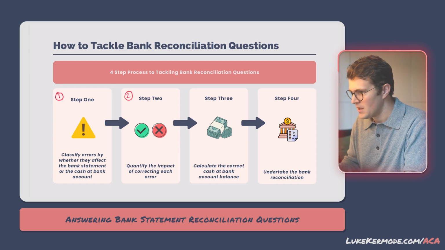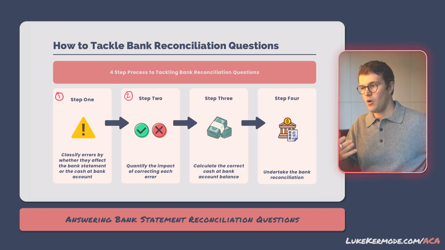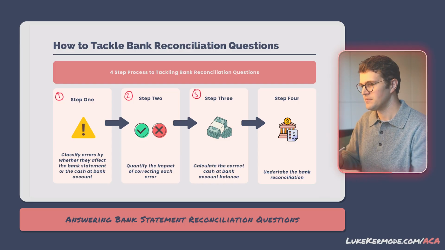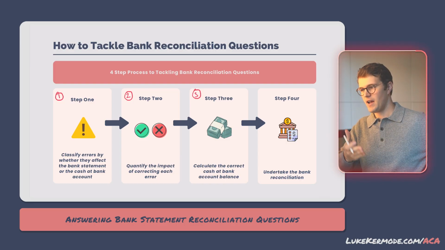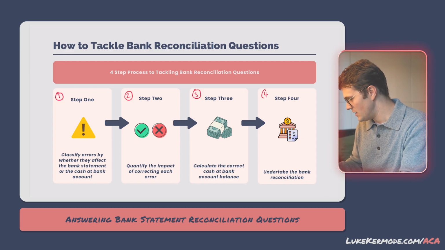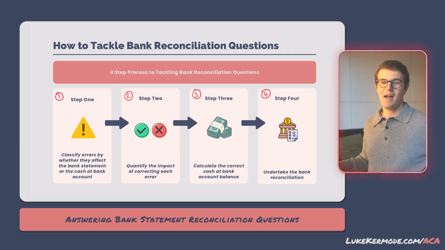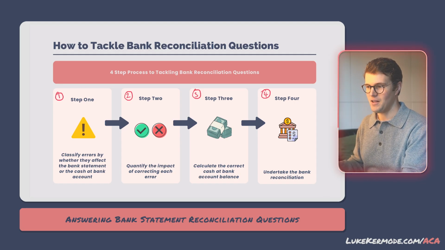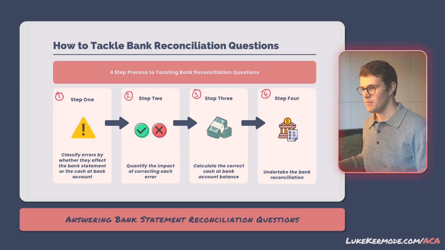Second step is to quantify the impact of correcting each issue on the record identified in step 1. Will it increase or decrease the balance? Step 3, use these adjustments to calculate the correct cash at bank account balance. This is often what the examiner is asking for, but sometimes you need to go further in step 4 and complete the bank reconciliation, making sure the adjusted cash at bank account balance aligns to the revised bank statement balance.